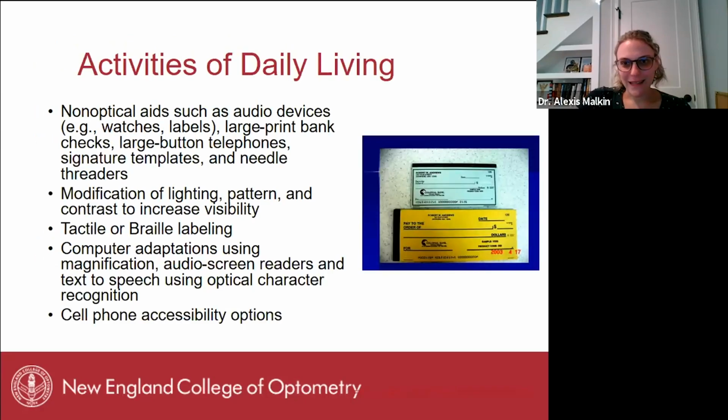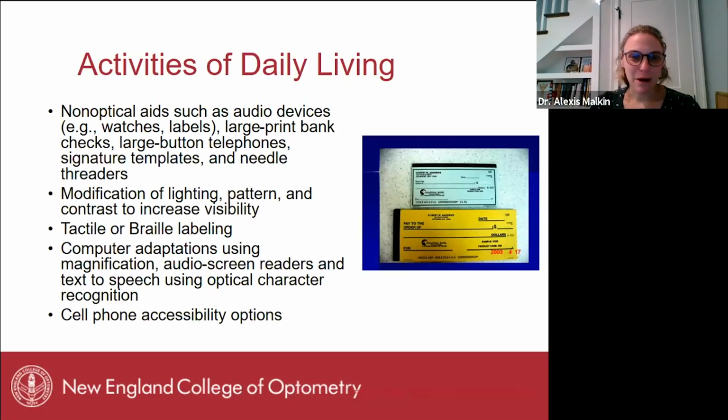Don't forget, in the last couple of minutes, about your activities of daily living and your non-optical aids. Not everything has to be an expensive device or even a high-tech pair of glasses. Patients can get large print watches, talking watches. Banks can provide large print checks. You can see it's much, much easier to see the one on the bottom here. Large button phones, signature templates, needle threaders. These can all make a big difference for activities of daily living.